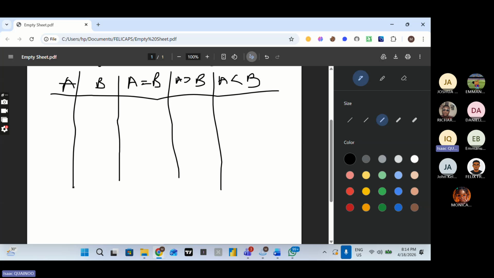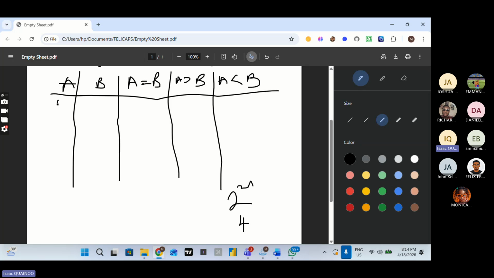In order to know the number of rows, we use the formula 2 raised to the power 2n. In this case, our n is 1 because we have a 1-bit comparator. That gives us 2 raised to the power 2, which is 4. So we are going to have 4 different rows here.